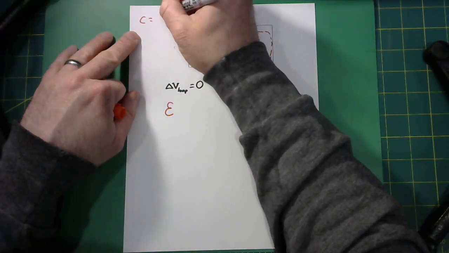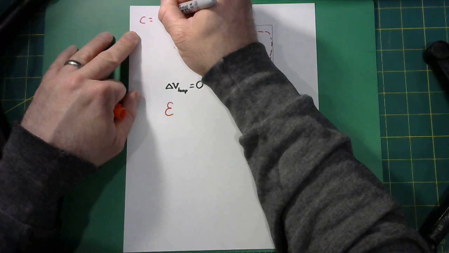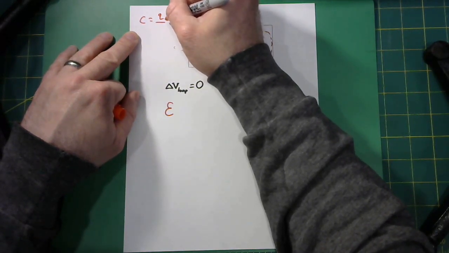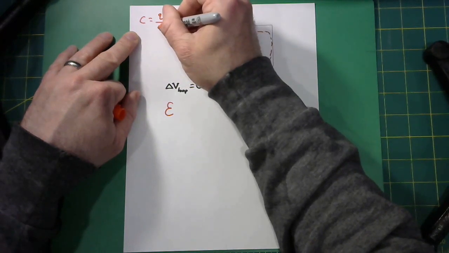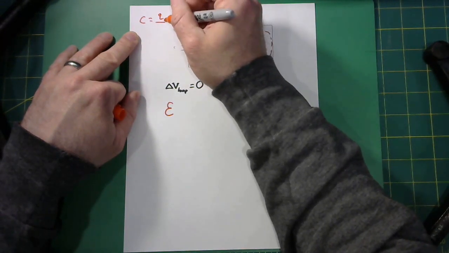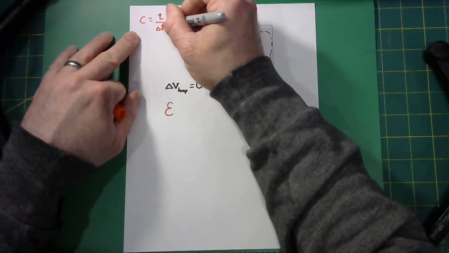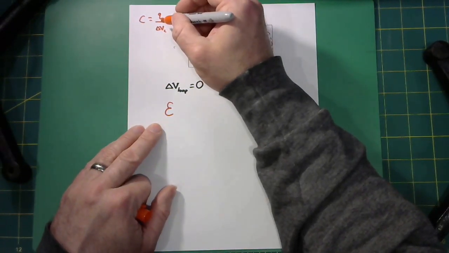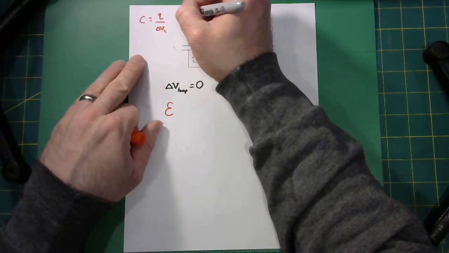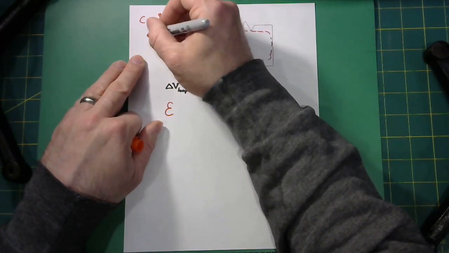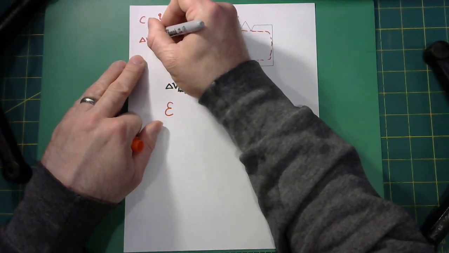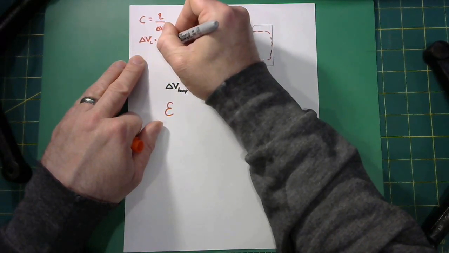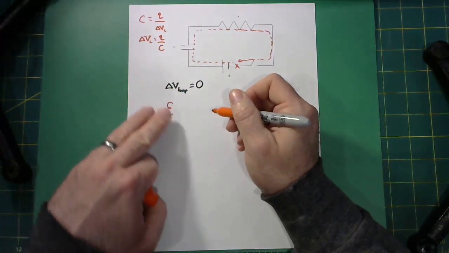This is the way I like to write it, as C equals Q per delta V. Charge on the plates, I'm writing as a lowercase q to remind myself that it's a variable that can be changing over time, over the delta V for the capacitor, which again will be changing over time. I'm going to rearrange this to find the delta V for the capacitor, which would be Q over C.